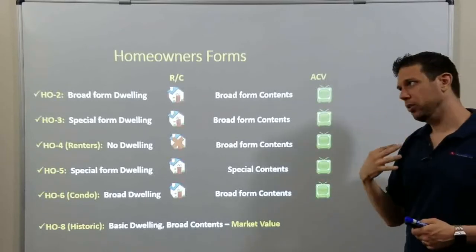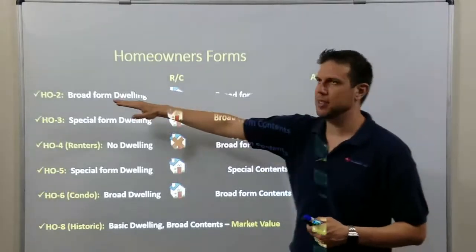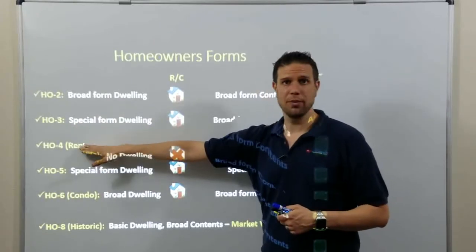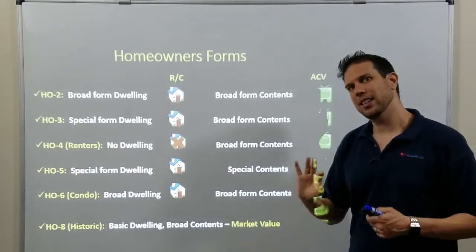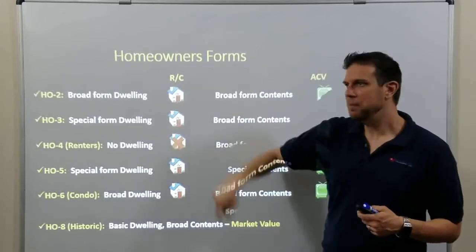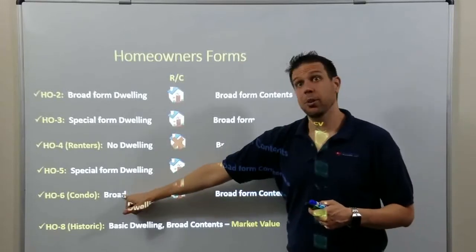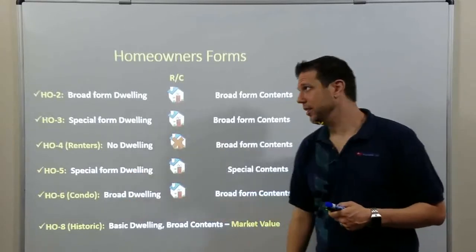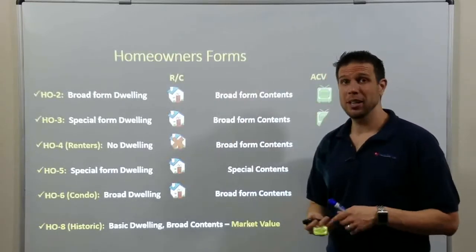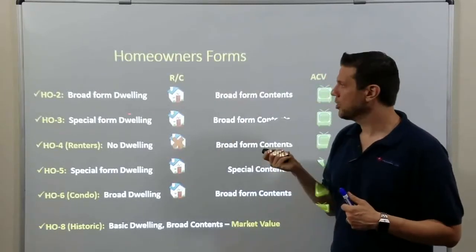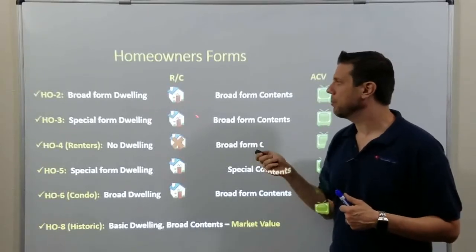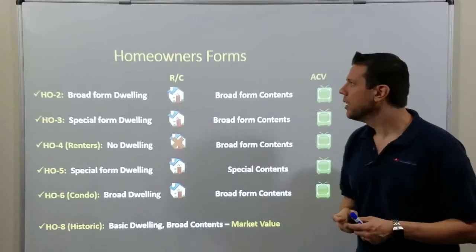In the real world, the standard homeowner's policy is an HO3, that's what most people get. Renters get an HO4. If a person has a decent amount of money, they might buy an HO5 for their house. If they own a condo, you always give them an HO6 because that's a condo policy. In the real world, we don't really sell an HO2 because mortgage companies don't accept broad coverage A. They typically want special coverage A.